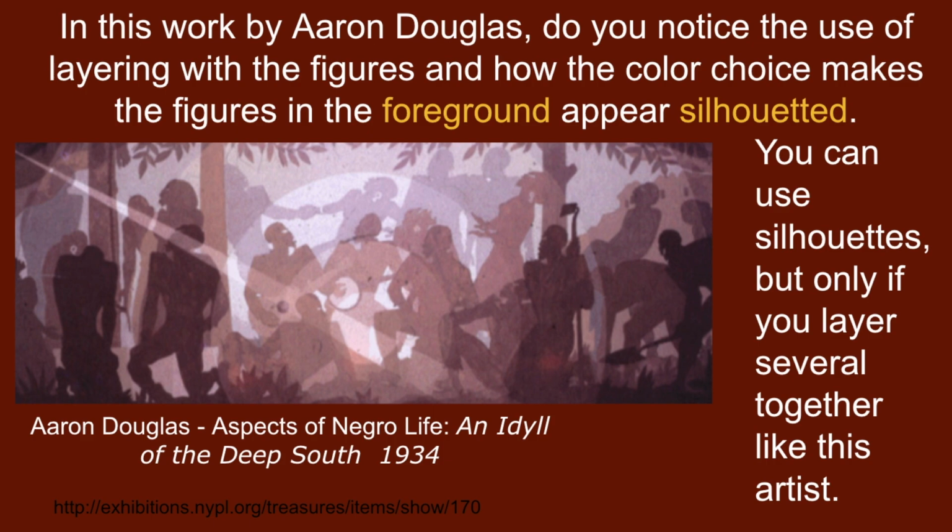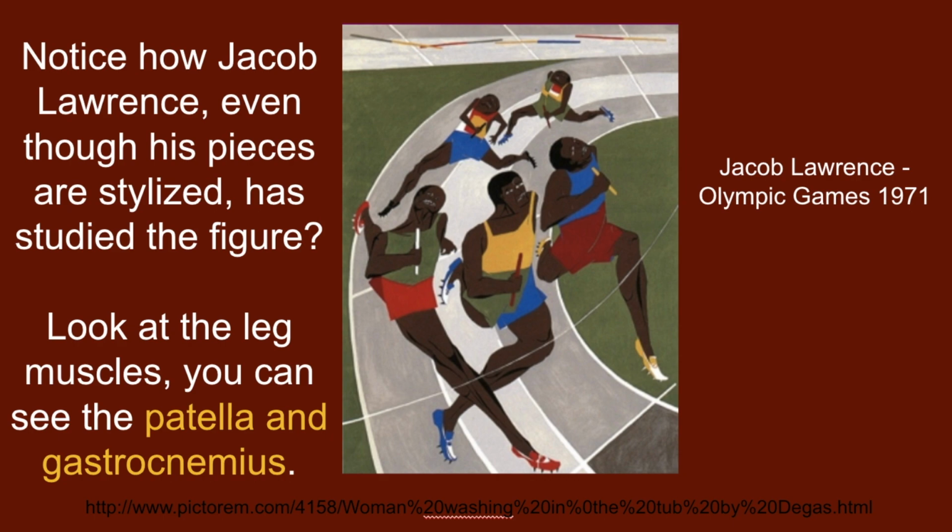And you can see the layering effect of the different silhouettes that are put one on top of each other to tell the story of where these individuals are. Another thing that's really interesting about this piece is it's panoramic, which means it's a lot longer than it is tall. And in this image, this was actually a poster done for the Olympic Games in 1971 by Jacob Lawrence.